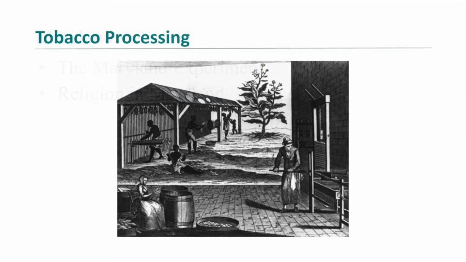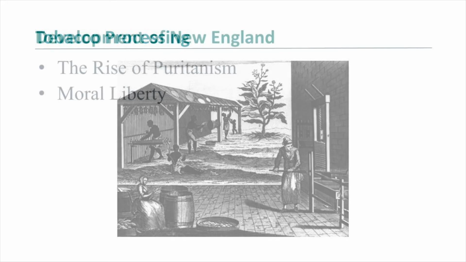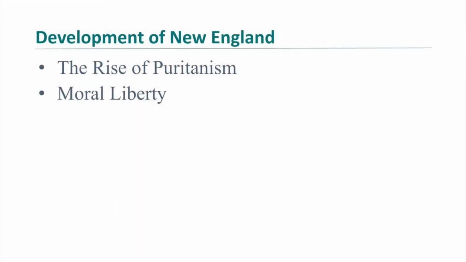Here is an engraving of tobacco processing. It shows the labor intensity of it. Slaves in the background, female indentured servants work with the crop after it's been harvested. Now, I've talked about those middle Atlantic colonies, that Chesapeake area. Now I want to talk about the development of New England.